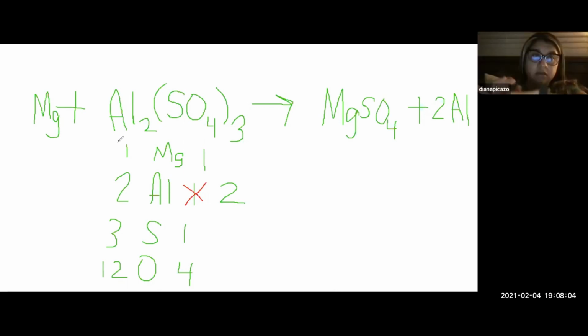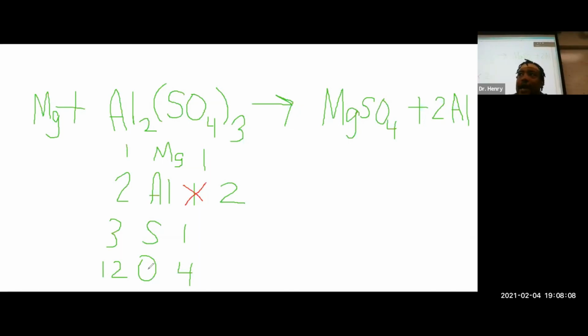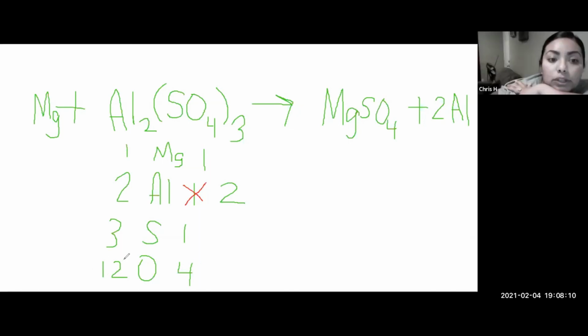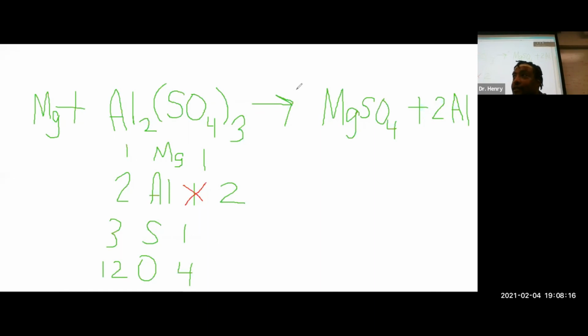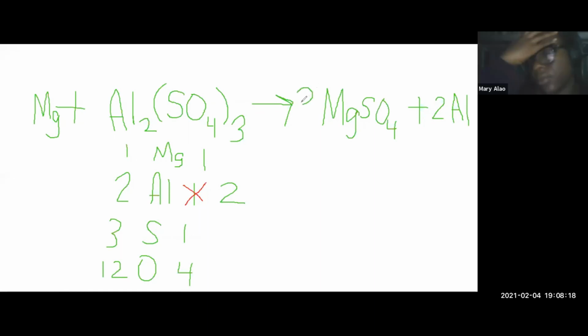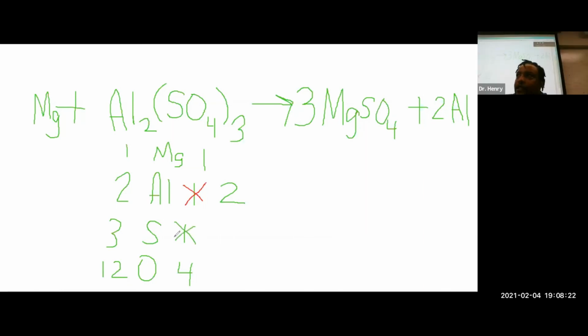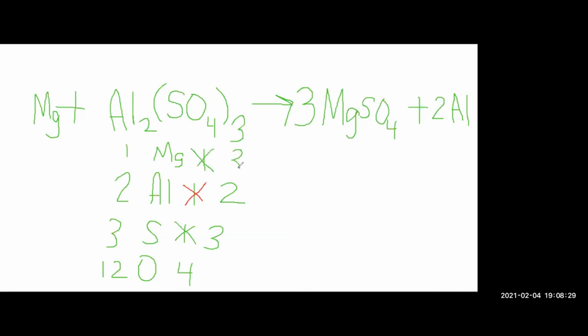Okay, so our next part, how many sulfurs do we have? Are we balanced? No. So what do we need to do to balance our sulfur? You have to add a 3 in front of the magnesium sulfate. Okay, so we added 3. So that gives me 3 of these guys. And now I have 3 magnesium.